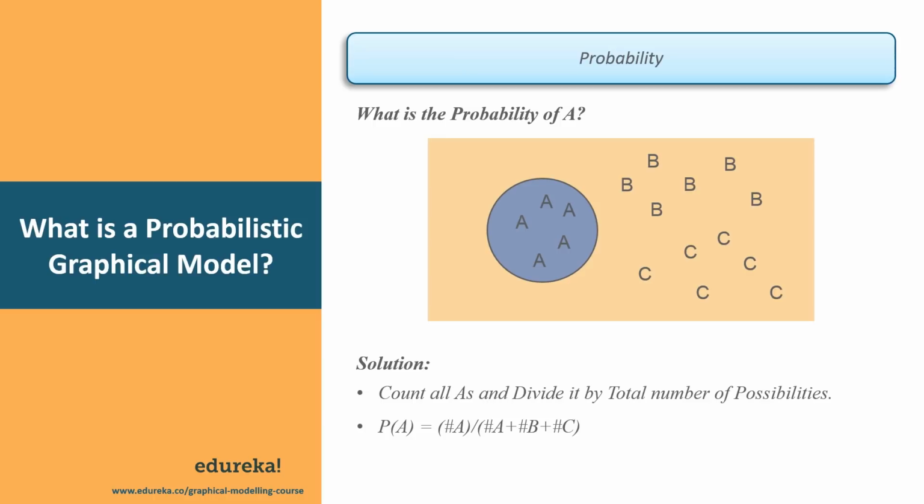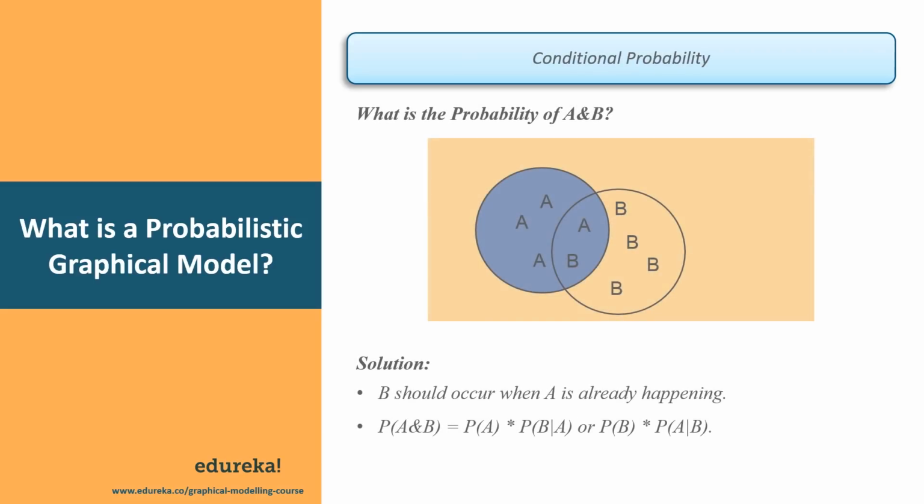Now, the real world is not this discrete. Multiple things of interest can happen simultaneously. And this is usually what we are more interested in when we talk about graphical models. So what is the probability of A and B? There definitely will be situations where they are going to overlap. So one of the ways to think about it is A needs to happen, and while A is happening, B needs to happen at the same time.